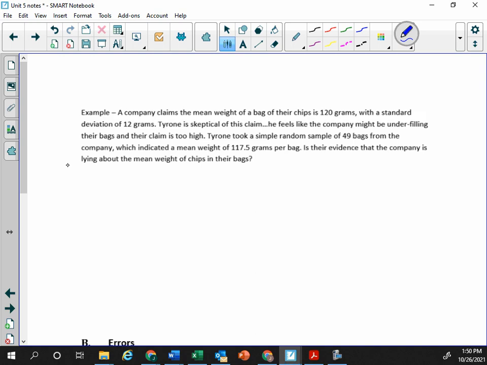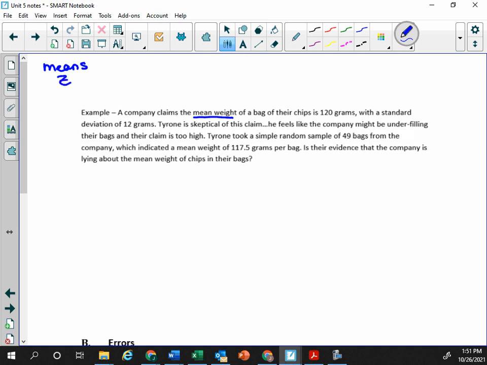All right, so first we have to decide, is this a means or a proportion test? Means, yeah, you see mean weight. That is a clue. So means. And do you think it's a Z or a T? It is a Z. They tell you the standard deviation is 12 grams.